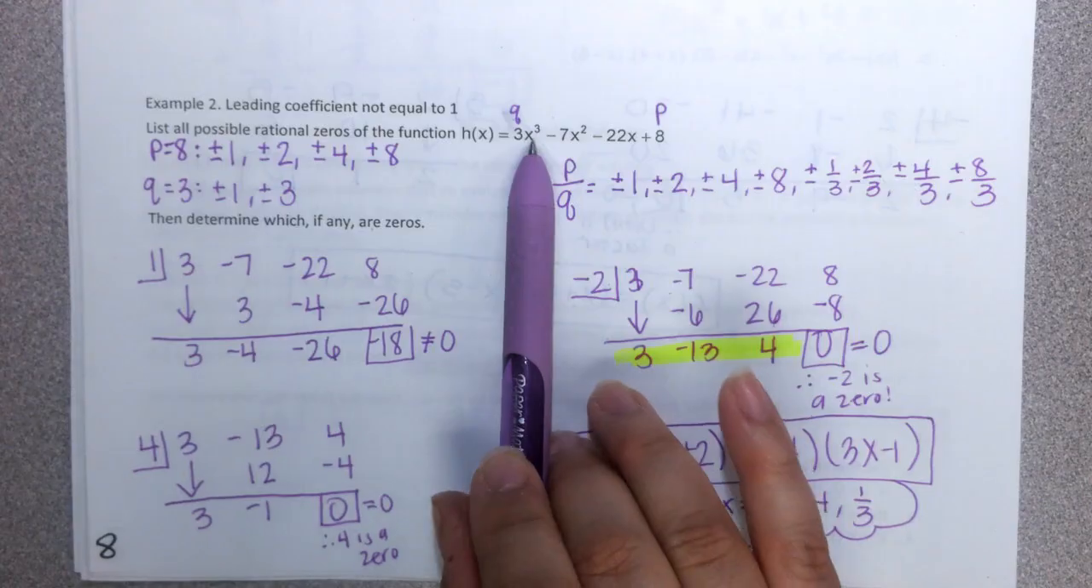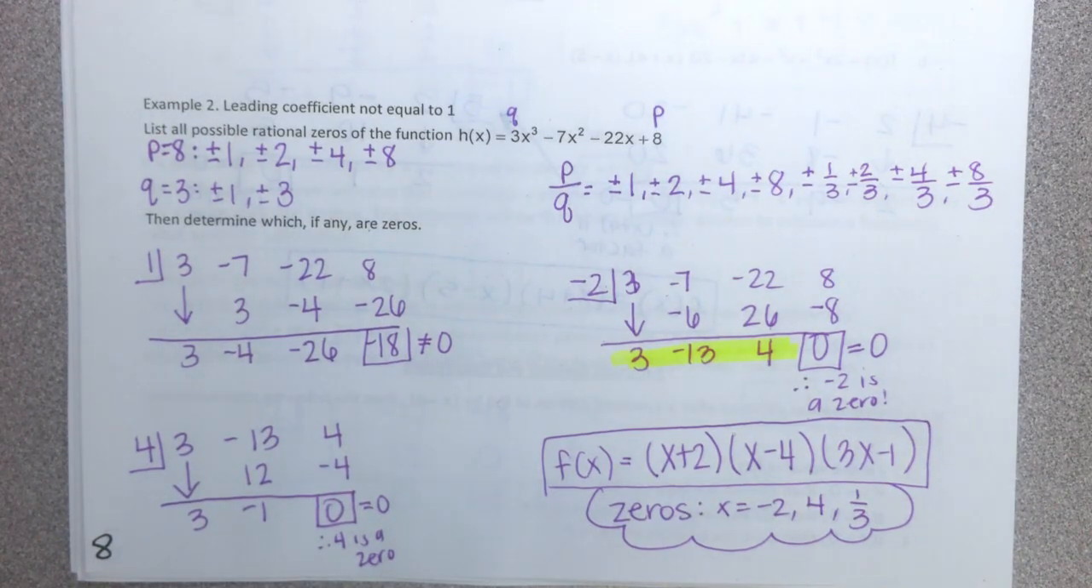Correct. This is a cubic, so how many possible rational zeros are there? 3. There wouldn't be more than that, because remember last homework we talked about the number of rational zeros was based on the highest exponent.